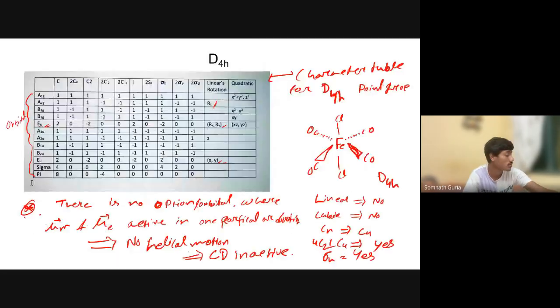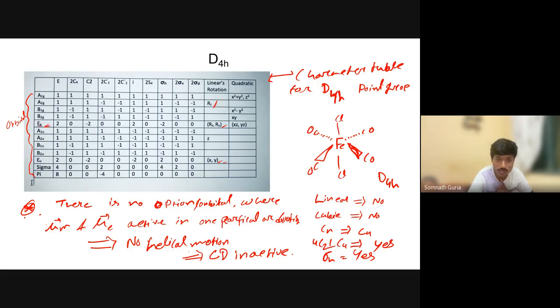So for that, we went through the character tables for different point groups, for example the D4 point group. In D4, we found there is no orbital where this combination is valid, where X, Rx, Z, Rz, or Y, Ry is present in one particular orbital. So D4 is, that's why D4 is an achiral molecule as well. So there is no helical motion.